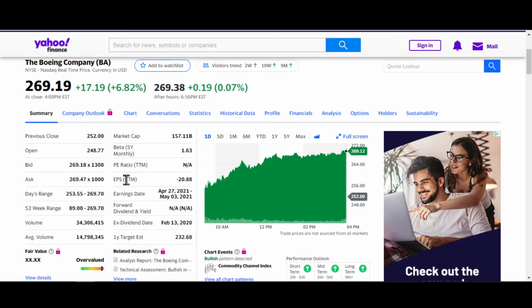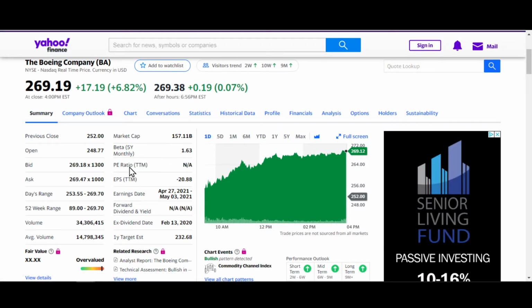So a couple of things to notice. Their PE ratio on their trailing 12 months, right now it's showing not available. That's not a good sign, right? You don't want to see that. You want that information to be present. And again, PE is not the most important thing in the world, but it's helpful. It adds another piece of data in your evaluation.